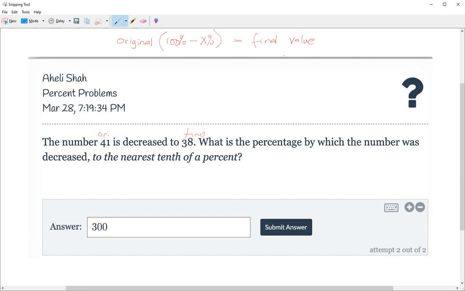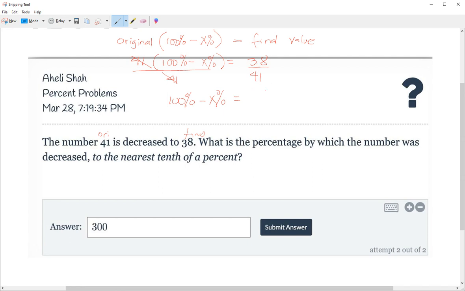So if we substitute this, 41 is your original number, so you would say 41 times 100% minus x percent equals 38. If you want to find this out, all you need to do is divide by 41. This 41 and this 41 will cancel out. So now you have 100% minus x percent equals whatever 38 over 41 is.